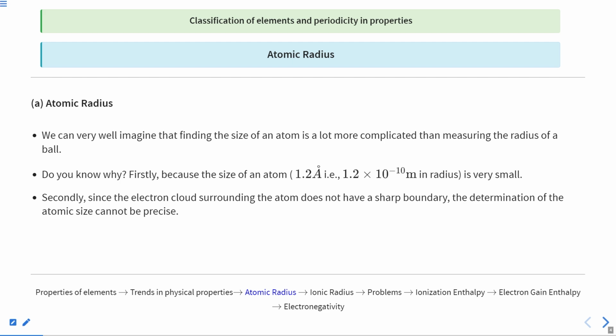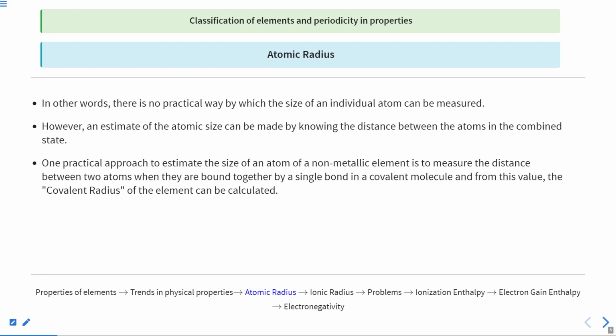Secondly, since the electron cloud surrounding the atom does not have a sharp boundary, the determination of atomic size cannot be precise. Atoms do not have a sharp boundary, meaning one atom is not very distinctive from the other atom. There is a very blurry picture over there, right? In other words, there is no practical way by which the size of an individual atom can be measured. However, an estimate of atomic size can be known by knowing the distance between the atoms in the combined state.